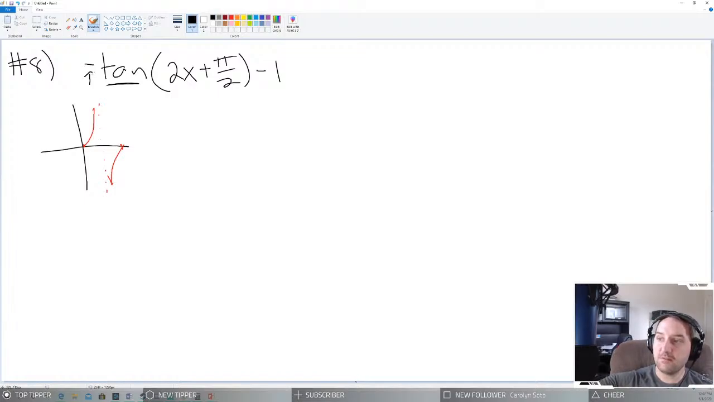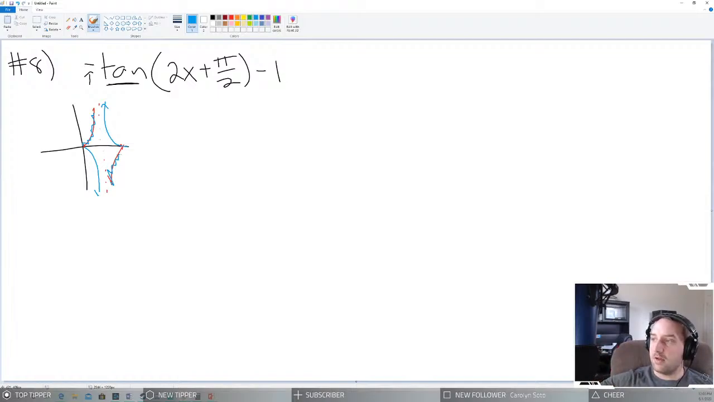But this negative, that's a reflection over the x-axis. So this is going to reflect down, and this is going to reflect up. So it's actually going to be the blue part. The red was the parent graph. That negative caused that reflection, which is why they flipped. I know it's backwards because of the camera. My apologies.